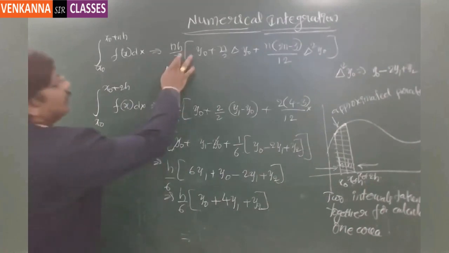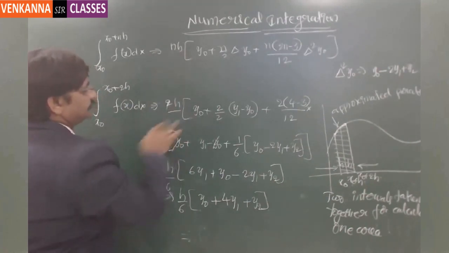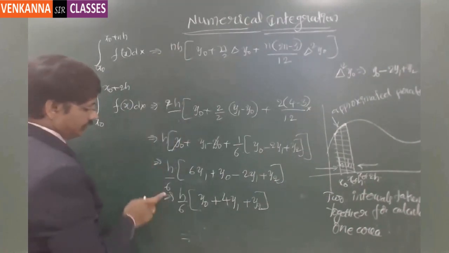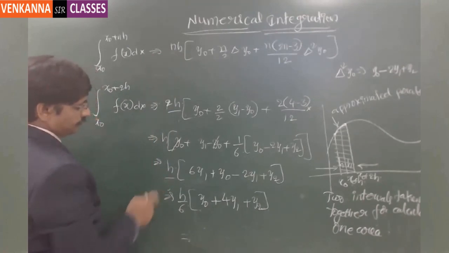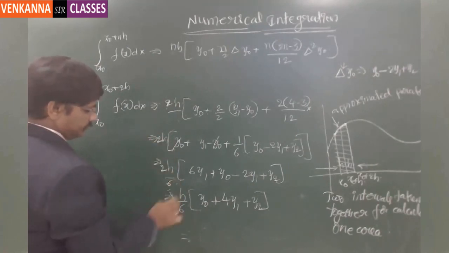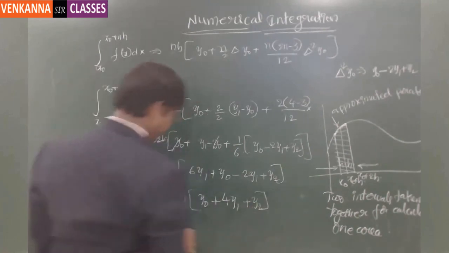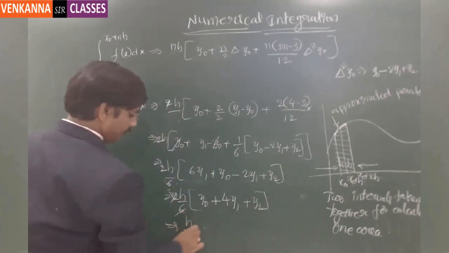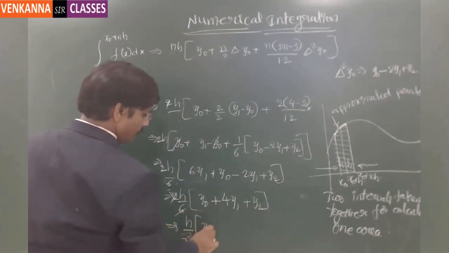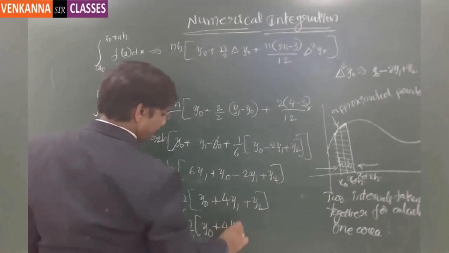Sorry, this is nh. So this is nh. So here actually this is going to be 2 by 6. Yeah, 2 by 6. So now if you cancel this, then this is going to be h by 3 times of y naught plus 4y1 plus y2.